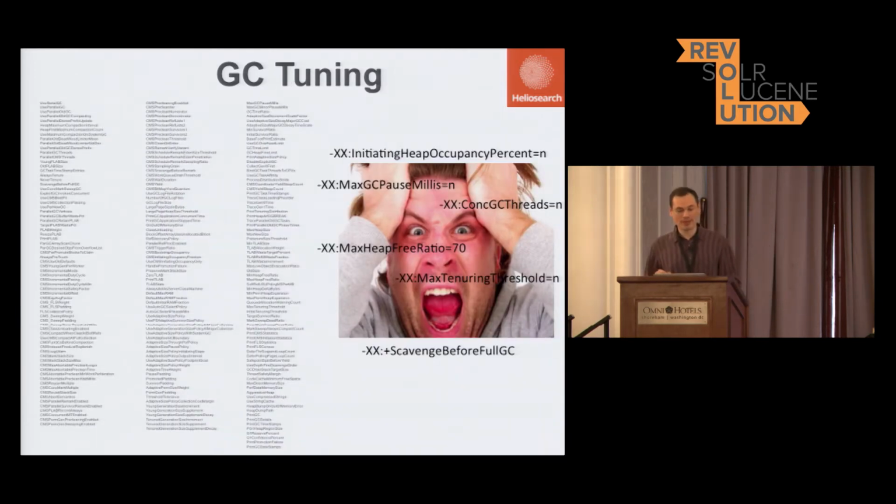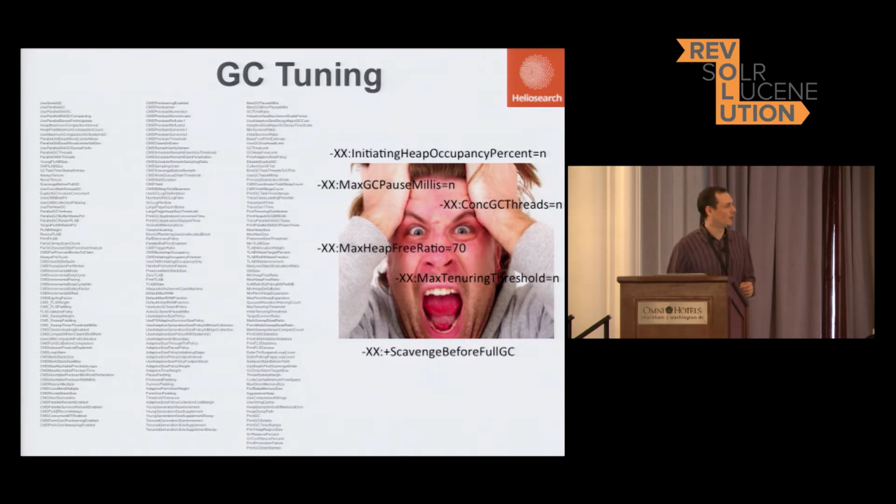So GC tuning, just say no. These are all the possible JVM parameters. And what really sucks is that this pushes the problem off onto ops people and developers. Everybody has to solve this problem for their own particular application because of the different usage patterns. It'd be really nice if we could solve it at a lower level once for everybody.